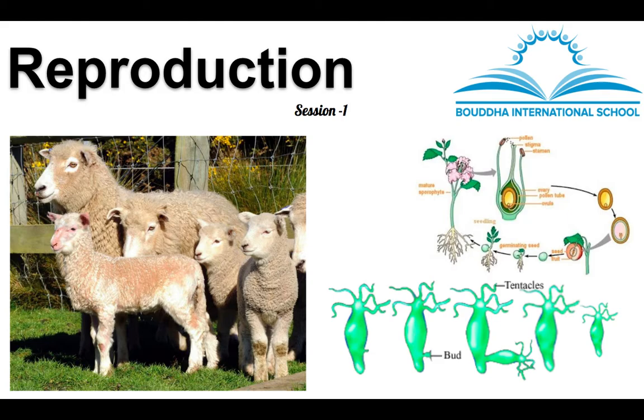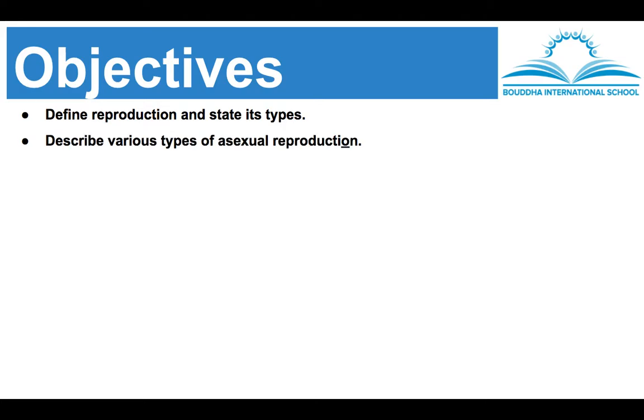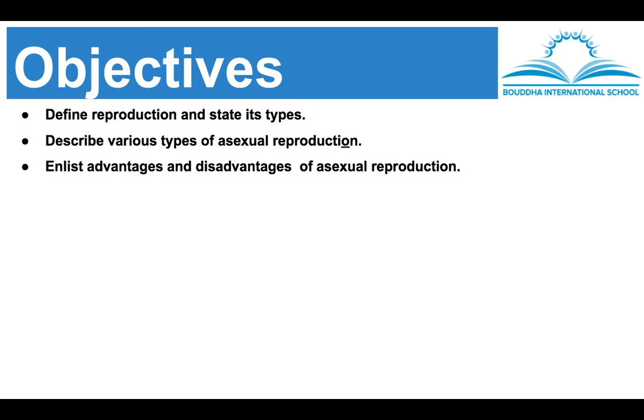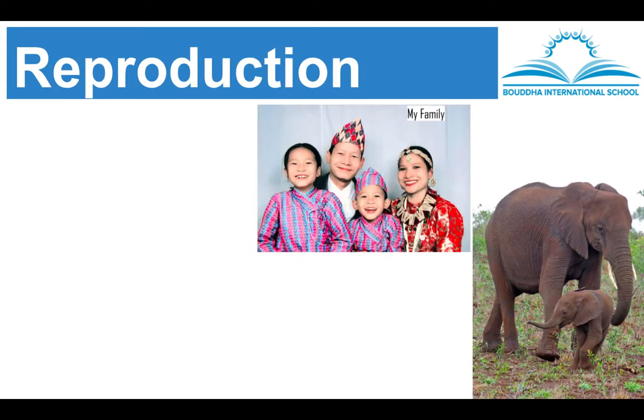After this chapter, you will be able to define reproduction and state its types. You will be able to describe various types of asexual reproduction that take place in plants and animals, and you will be able to enlist advantages and disadvantages of asexual reproduction.